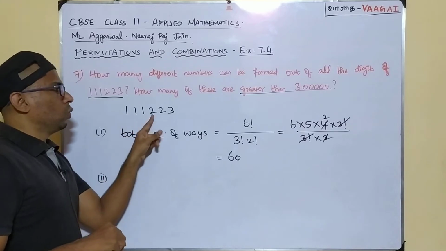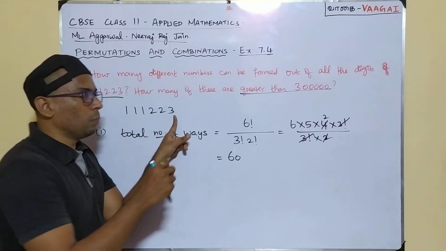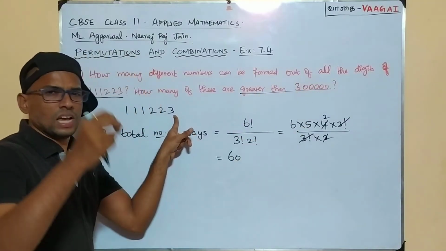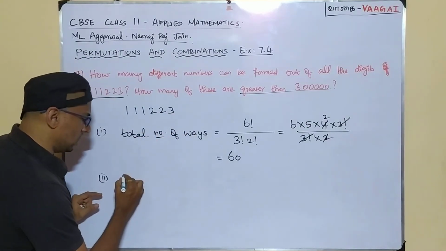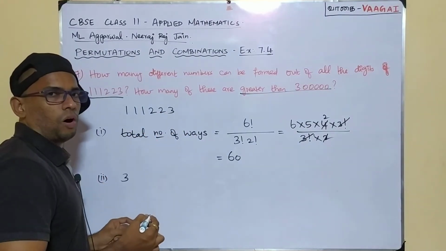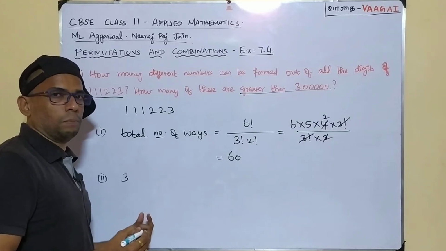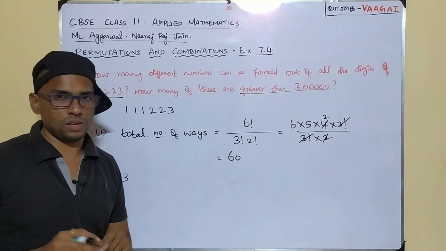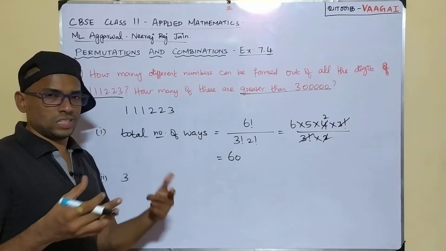I have 1 1 1 2 2 and 3. Then in order to make our number more than 3 lakhs, definitely the first digit we have to form our number with should be this 3 only. Is it or not? Because our number is a 6-digit number, right?